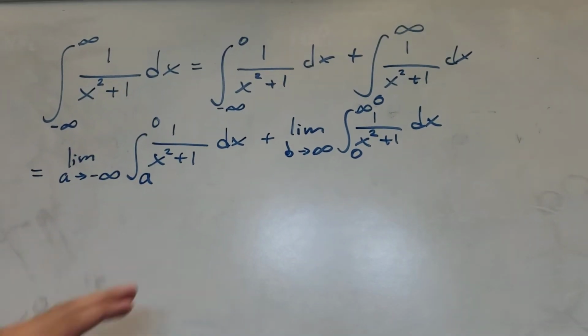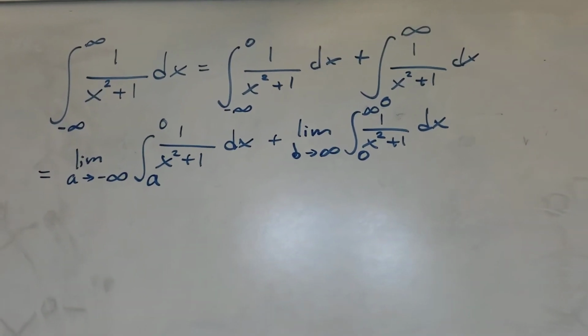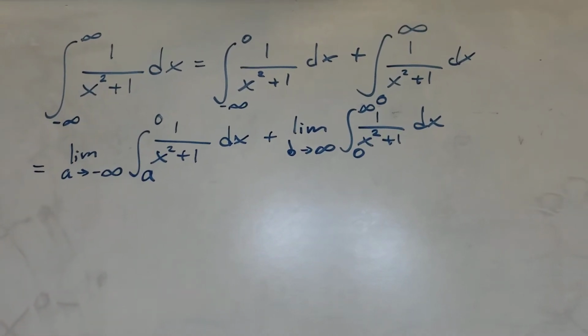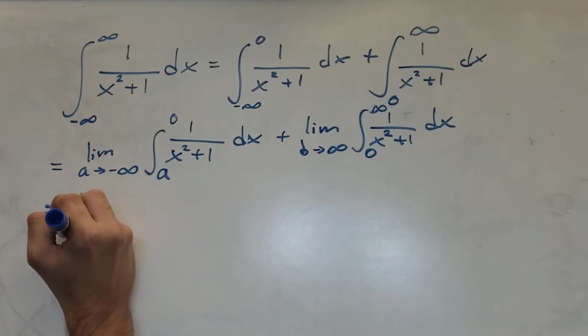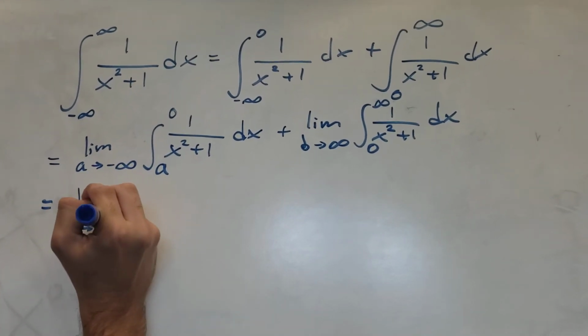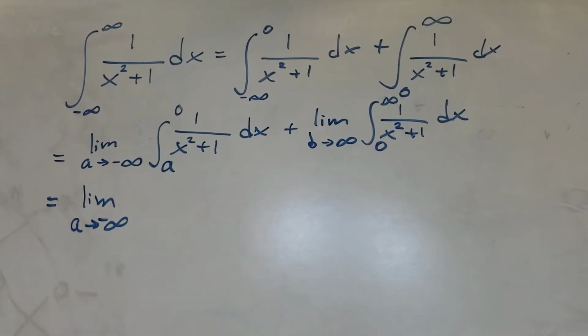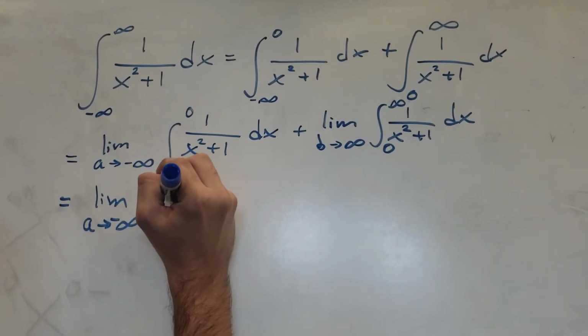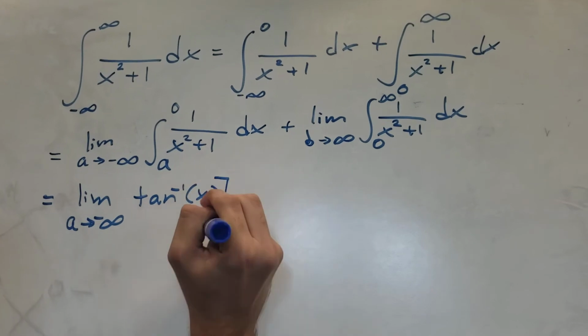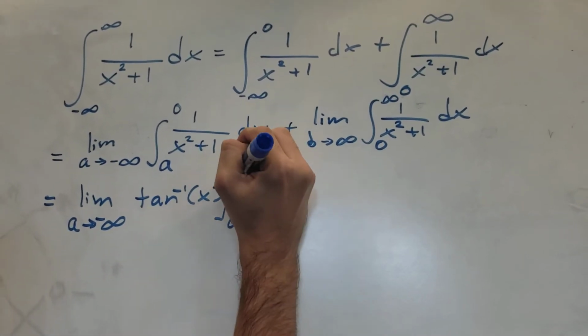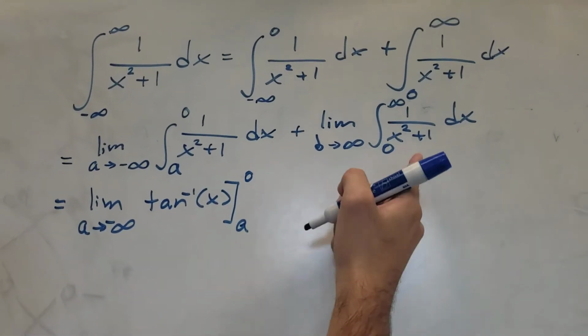So this is a pretty straightforward standard integral. It's just inverse tangent of x. So here we go. We still have to write the limit, that's important. The limit as a goes to negative infinity, and that's going to be inverse tangent, and we're evaluating this from a to 0. And then we have this one over here.